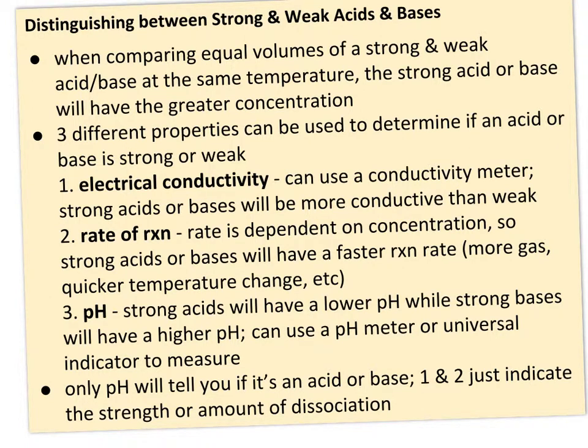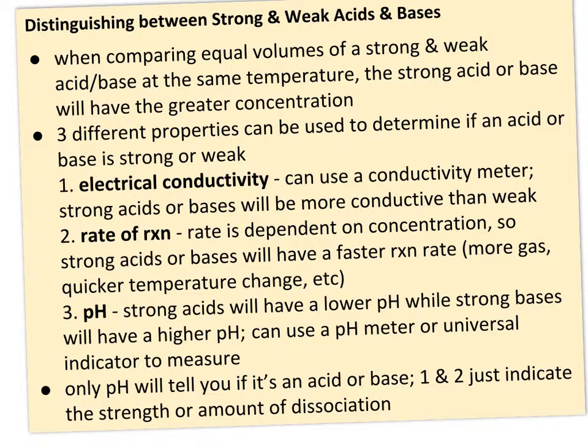So how do you distinguish or test for strong or weak acid? Well, when you compare equal volumes of a strong or weak acid or base, the strong one's going to have more H plus or more OH minus fall off of it than the weak one will. So that means we can look at different properties that rely on the H plus or OH minus concentration in that solution. So one way to do it is electroconductivity. You can use a conductivity meter, and your strong acid or strong base will be more conductive than a weak one. But that will only tell you if it's strong or weak. It won't tell you if it's an acid or a base.